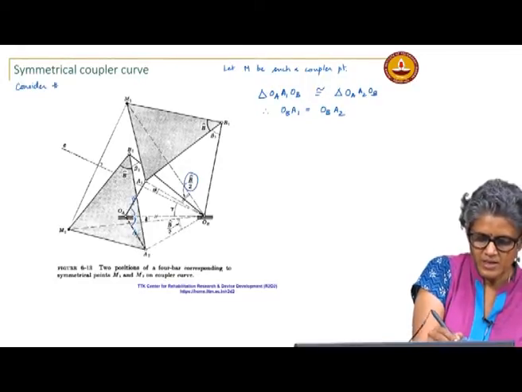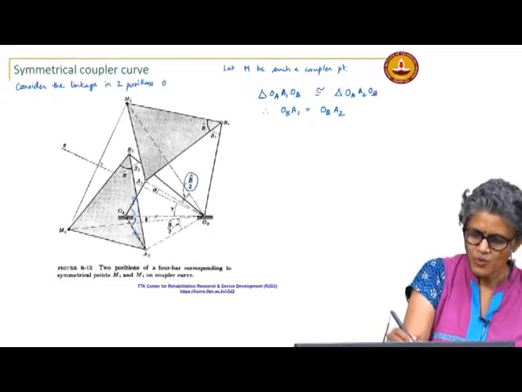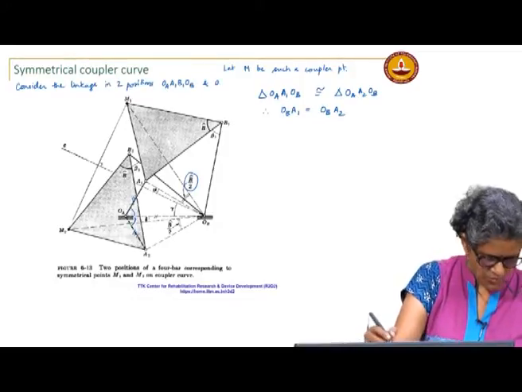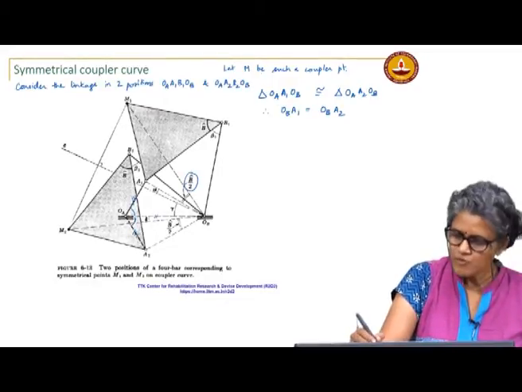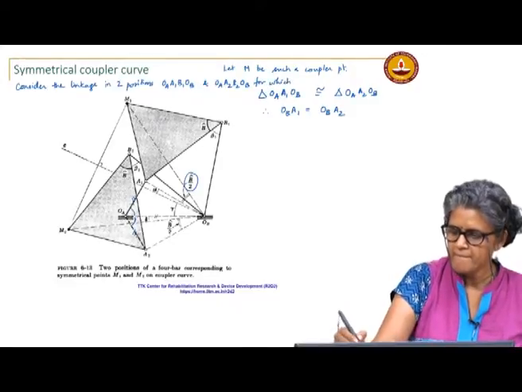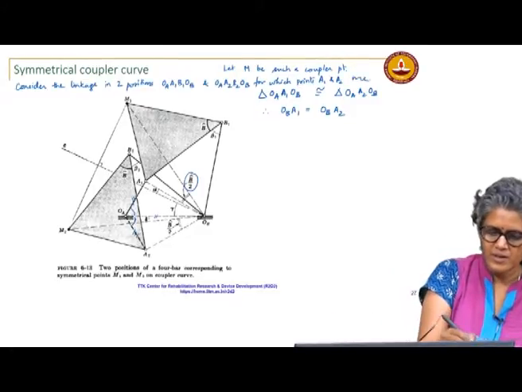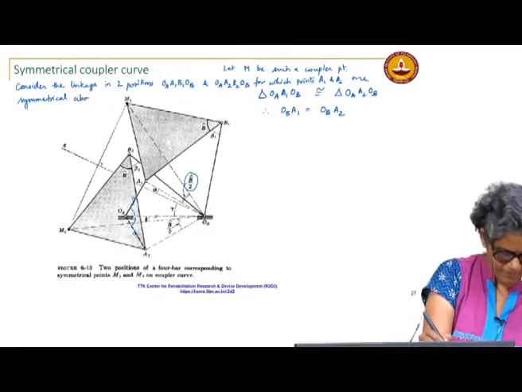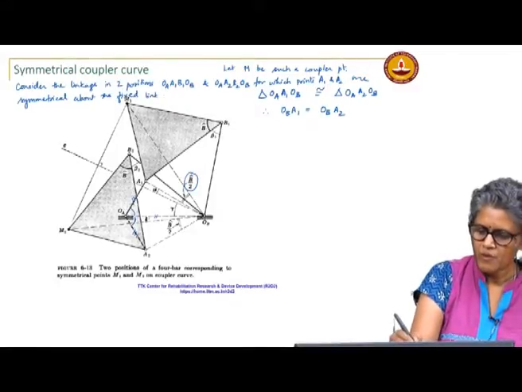Consider the linkage in two positions, OA A1 B1 OB and OA A2 B2 OB, for which points A1 and A2 are symmetrical about the fixed link OA OB.